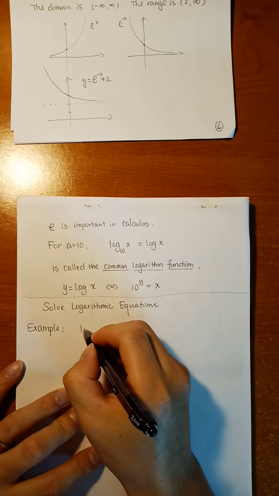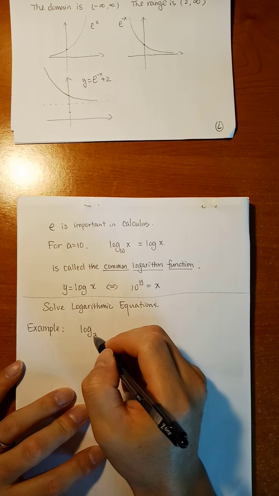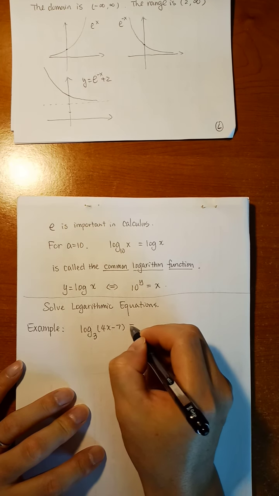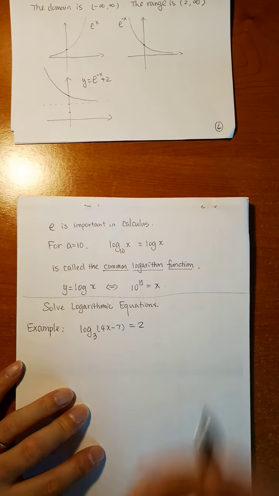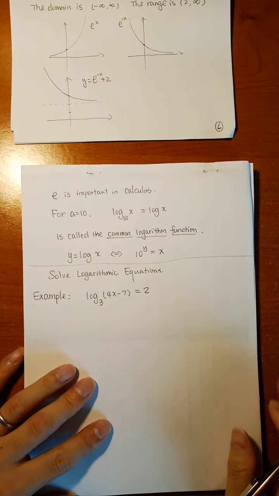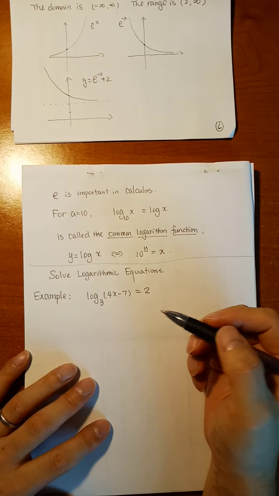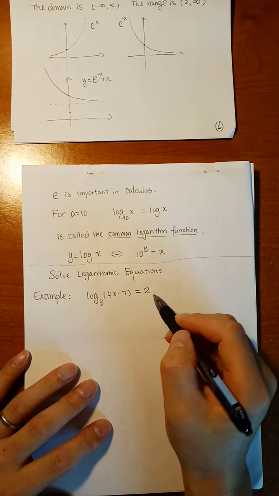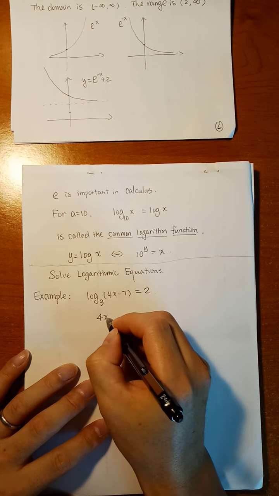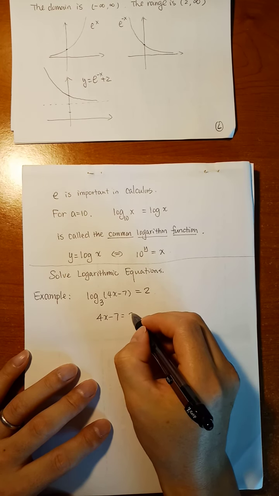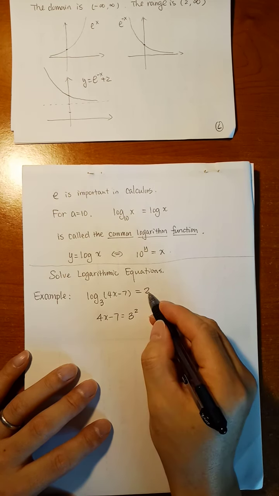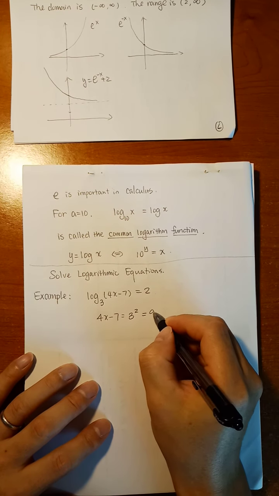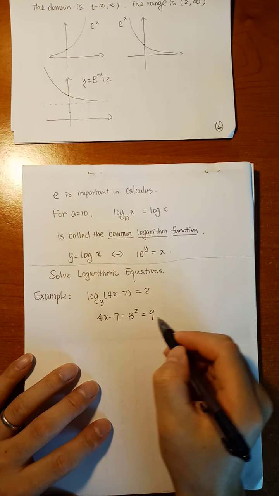For example, we have logarithm to the base 3 of 4x minus 7 is equal to 2. How do we solve it? How do we know the value of x? Logarithmic function to the base 3 is equivalent to 4x minus 7 is equal to 3 squared. This is a power, 2 is the exponent. 3 squared is 9. So 4x minus 7 is equal to 9.